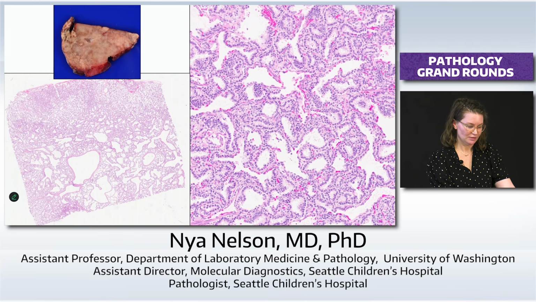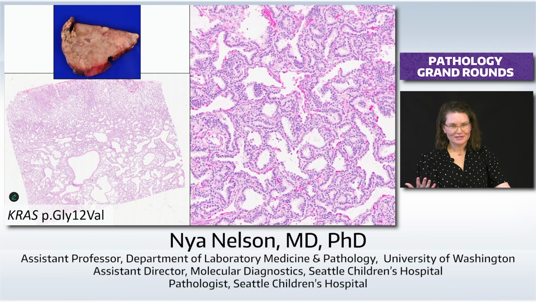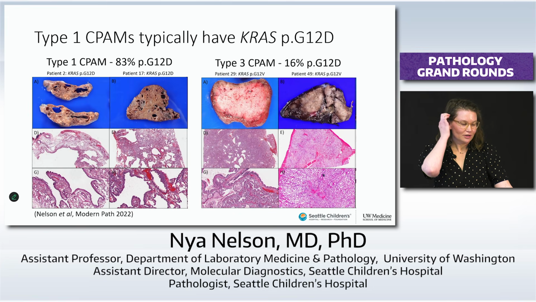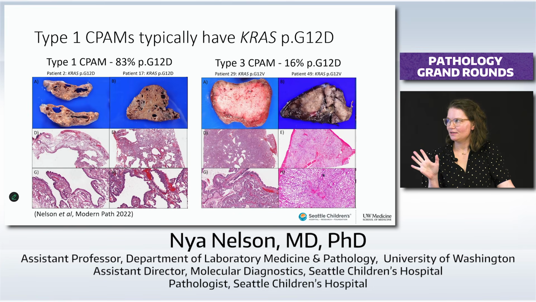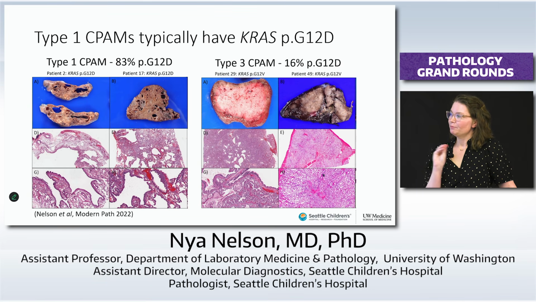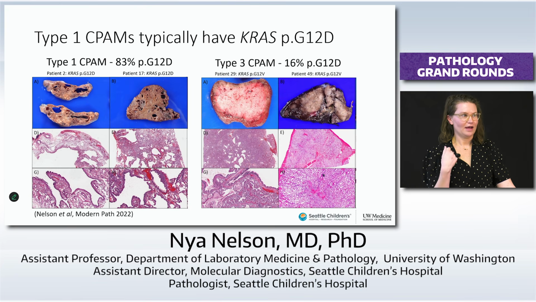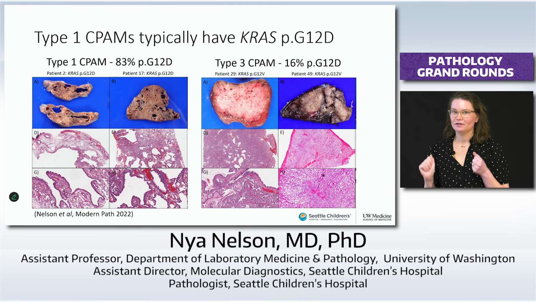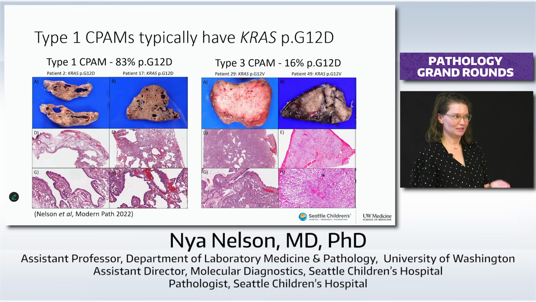And when this lesion was sequenced, it was also found to have a KRAS codon 12 variant. And so shown here are a few more examples of type 1 CPAMs on the left and type 3 CPAMs on the right. And in general, what's interesting is both of these lesions are caused by activating oncogenic variants in KRAS. But in general, the type 1 CPAMs are specifically caused by KRAS G12D variants.